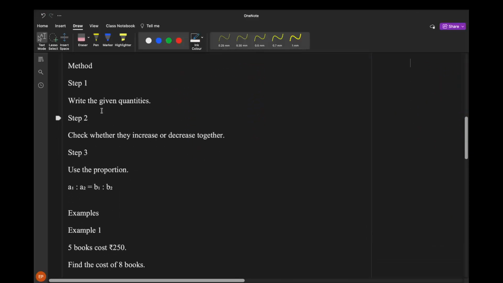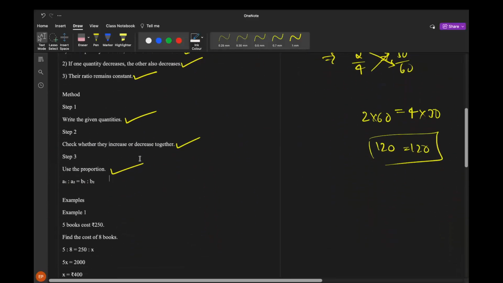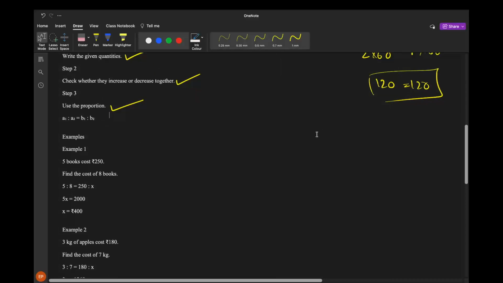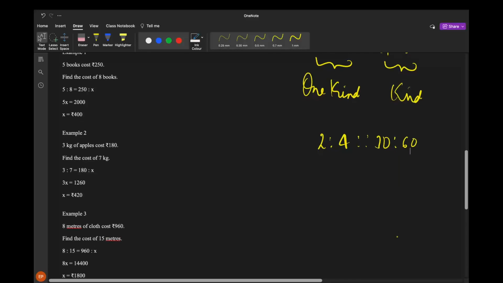Here is the method. Step 1, write the given quantities, check whether they increase or decrease, and use the proportion. That's it. Already I showed one example, right? This is what the method says. We write one side A1:A2, another side B1:B2. This is one kind, this is another kind. This is notebook, this is price. Initially books were 2, then increased to 4. Initially price was 30, increased to 60. This is very easy to calculate.